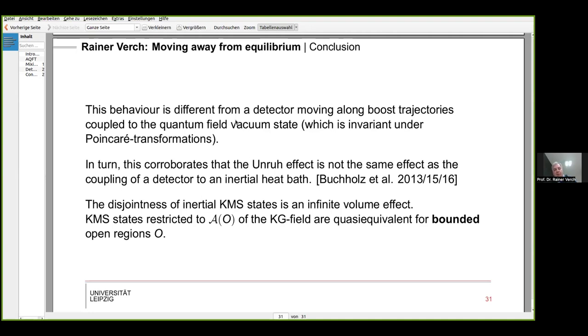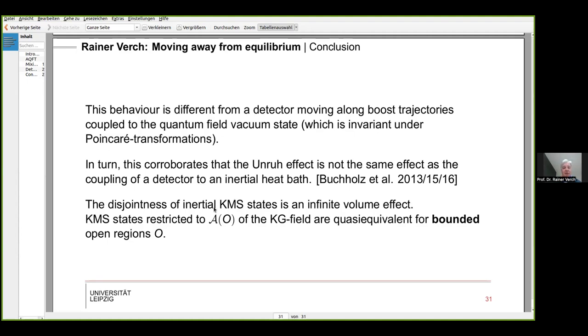In turn, this corroborates that the Unruh effect is not the same effect as the coupling of a detector to an inertial heat bath, a point of view strongly advocated by Detlef Buchholz with co-authors in a series of papers. And I should end with a remark about mathematical idealization.